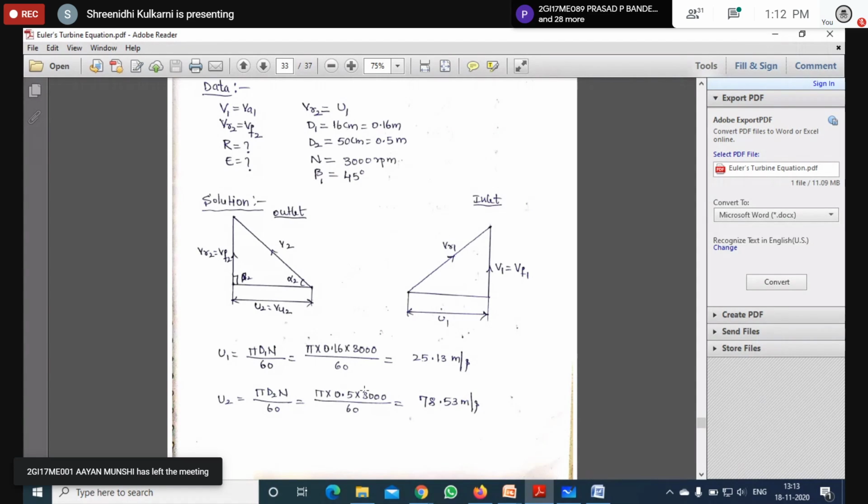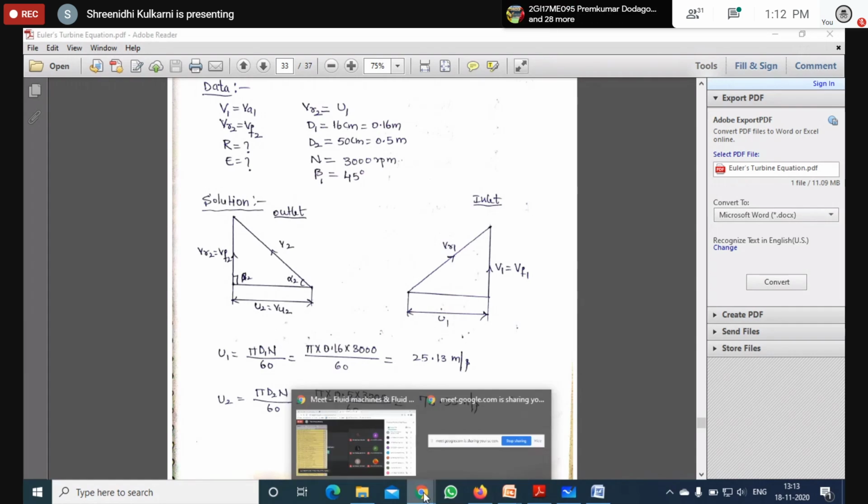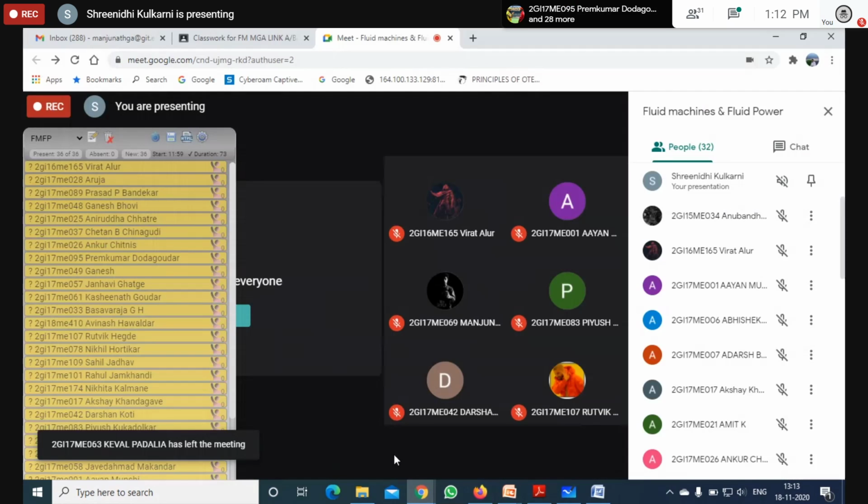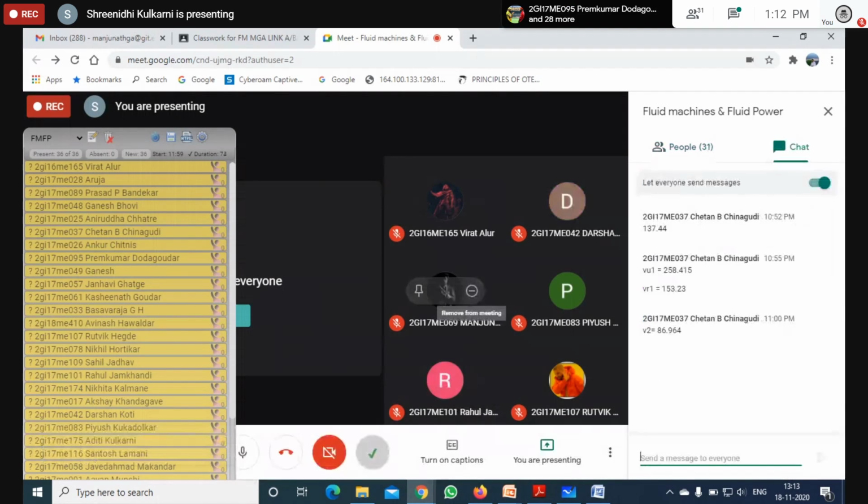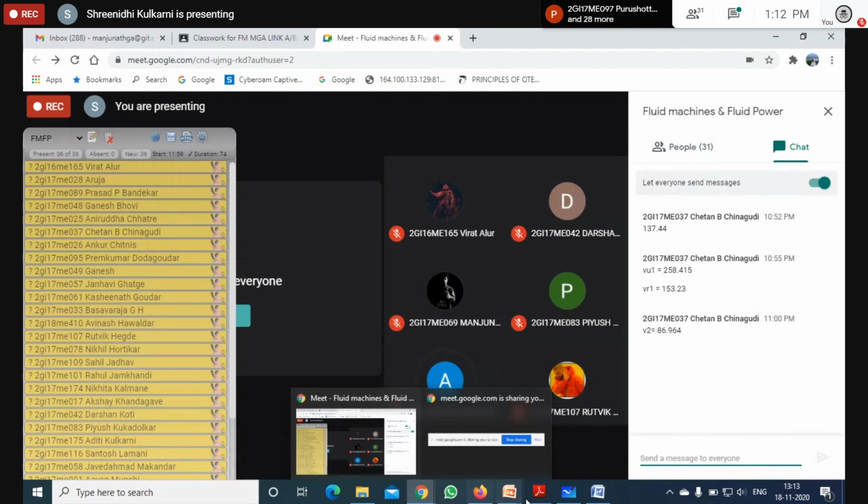I hope you got this value. So U1 is equal to 25.13 meter per second. U2 is equal to 78.53 meter per second.